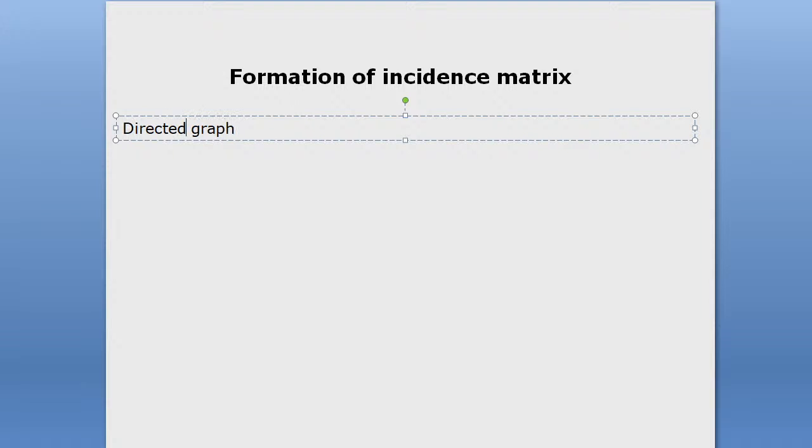This graph is also known as an oriented graph. You just write within bracket, oriented graph. That means the directions of the graph are mentioned.